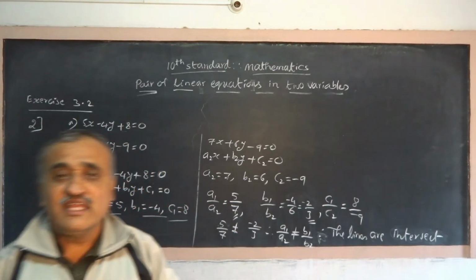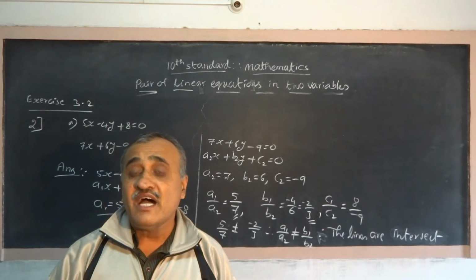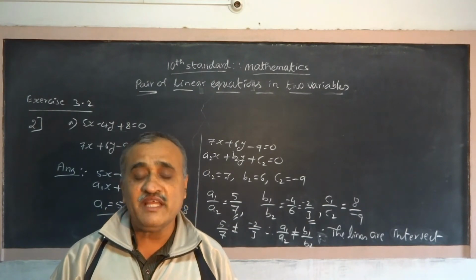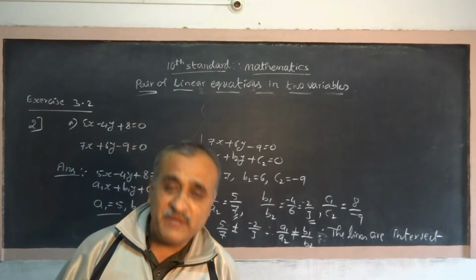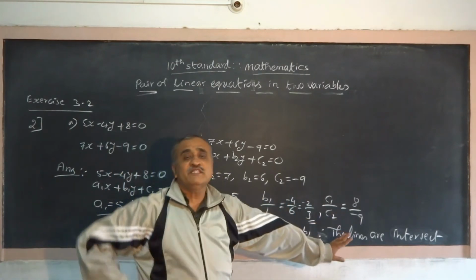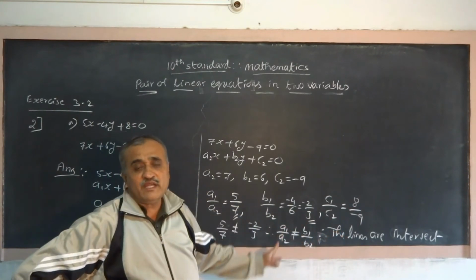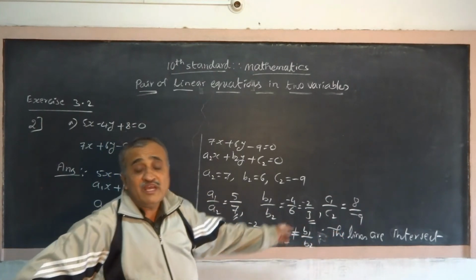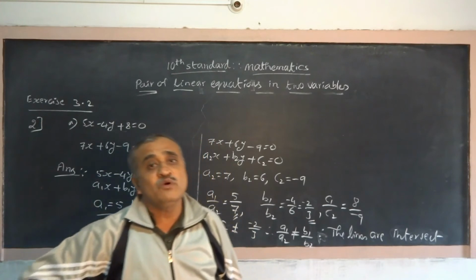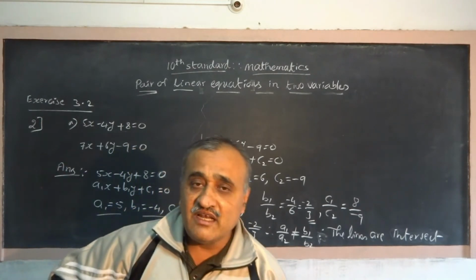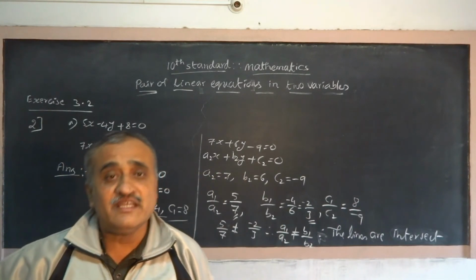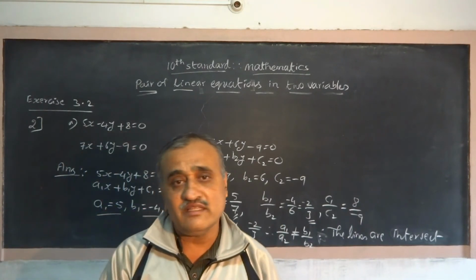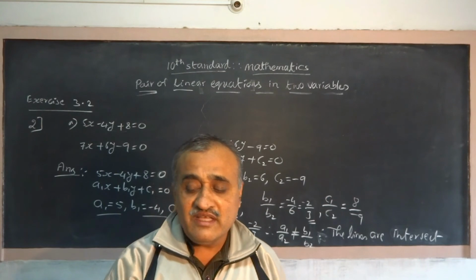There are two more problems in this; do them yourselves in the same way. If a1/a2 is equal to b1/b2, then check c1/c2. If a1/a2 is equal to b1/b2 but not equal to c1/c2, then they are parallel. If all three ratios are equal, then they are coincident. The lines lie on one another. So like that we did the second one.